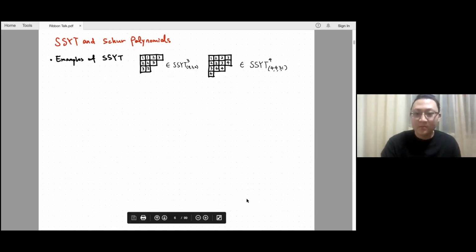Okay, so here are 2 examples of semi-standard Young tableau. As you can see, for the first one, the maximal entry is 3, and the rows are weakly increasing, the columns are strictly increasing. And for the second one, the maximal entry is 3 and the partition is 4, 4, 3, 1.